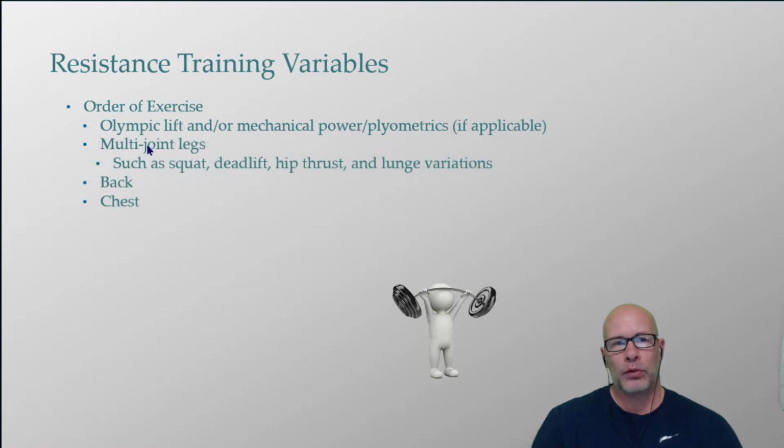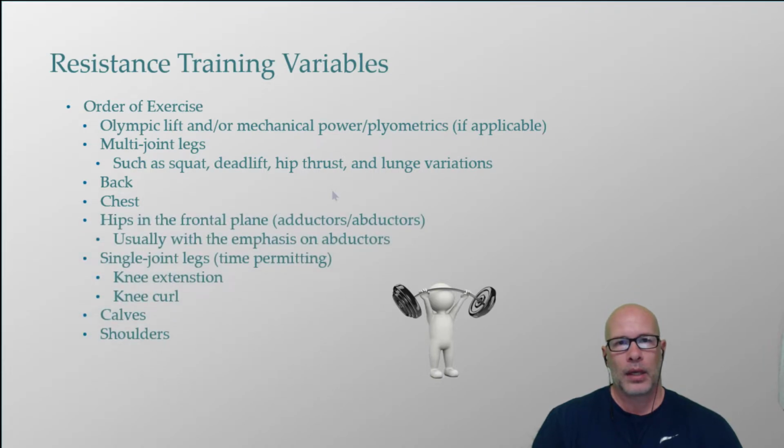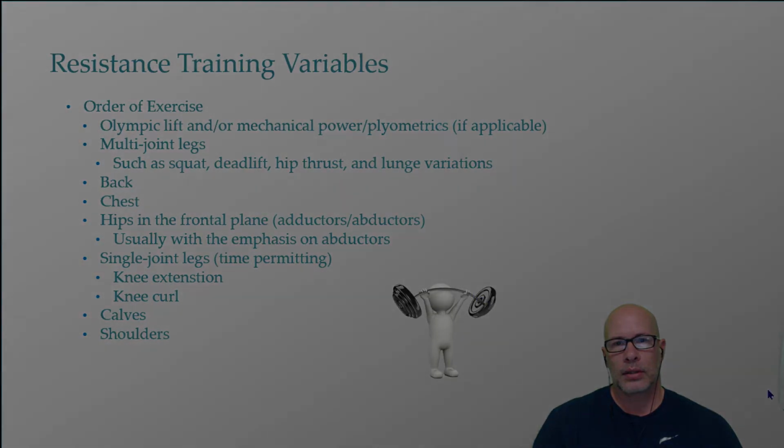And then from there, you would move to multi-joint legs, such as your squats, deads, hip thrust, and lunge variations. Your back and your chest are your next two largest muscle groups. And then from there, you can move to your smaller muscle groups like frontal plane strengthening for your hips, your adductors and your abductors. If you have access to knee extension and knee curl machine, you should include those, and then calves and shoulders. So that's how order of exercise manifests itself within a total body training session.